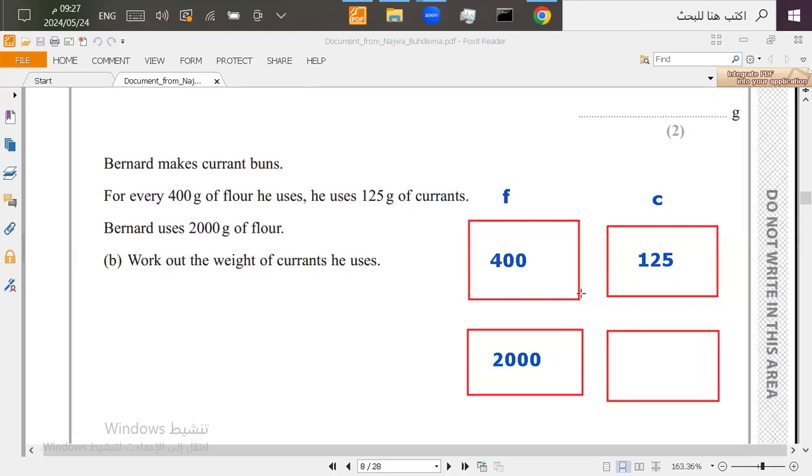So cross multiply like this to find the weight of the currants he's going to use. Now we're going to multiply 125 by the 2000 and then divide the answer by 400 and we will get 625. So the answer is 625 grams. And this is how you answer a question like this. So focus on the steps, focus on how to use the X method and on putting the right numbers in the right place. Now let's move on to the next question.